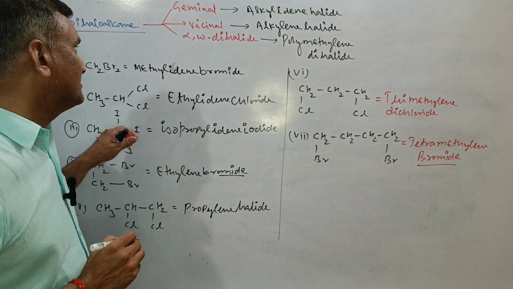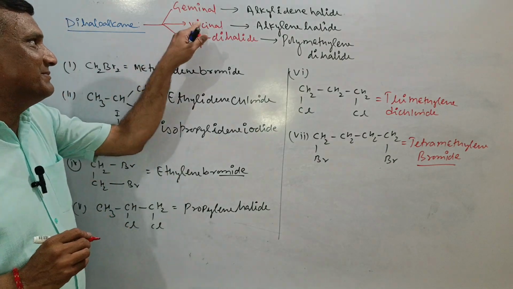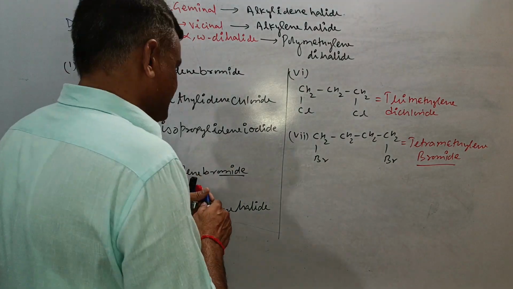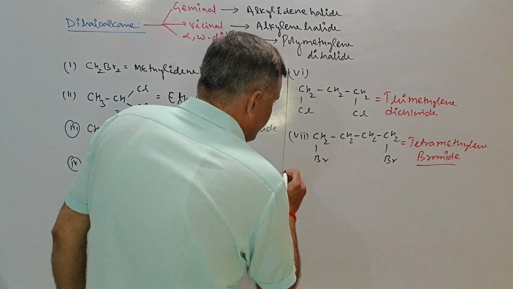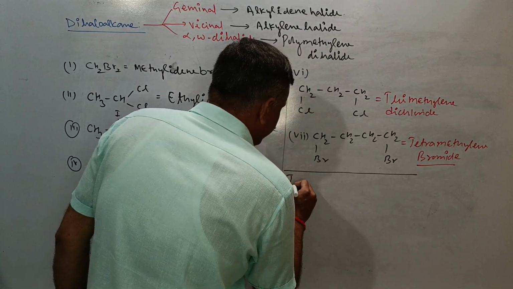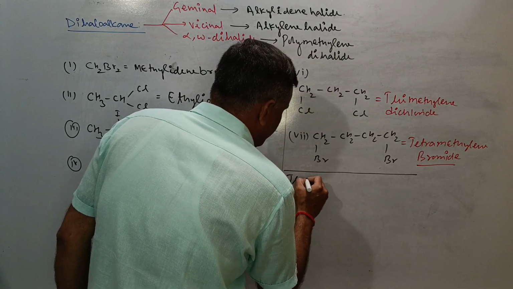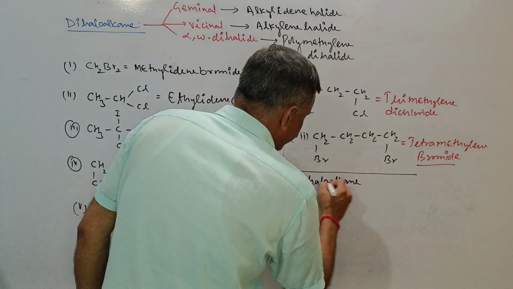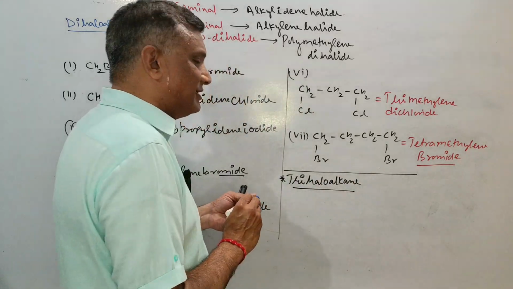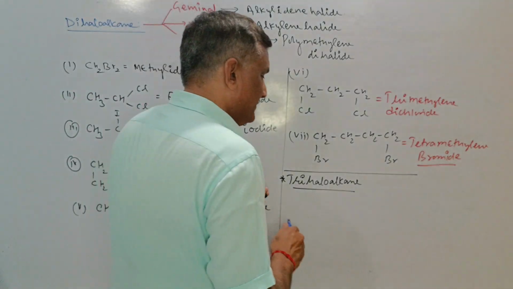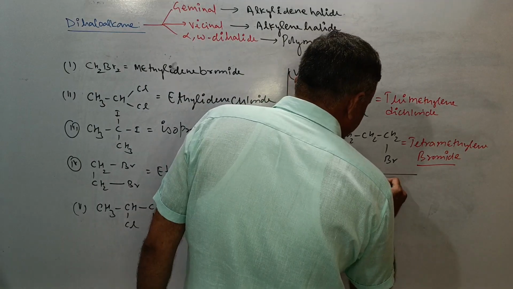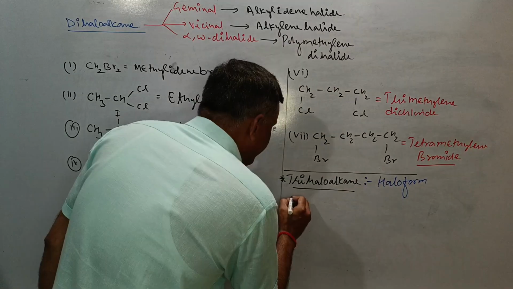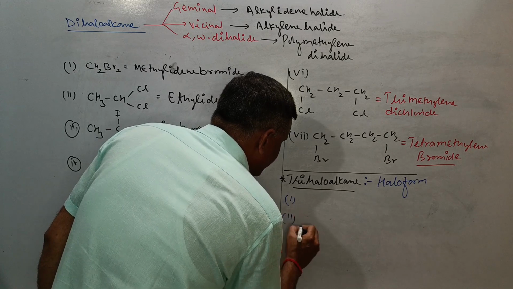So this was about the common system regarding dihaloalkanes as geminal, vicinal and alpha omega. Now I would like to go with the trihaloalkanes. This is the nomenclature of the common system of trihaloalkanes. Trihaloalkanes are known as haloforms in the common system. What is the meaning? Let's take an example.